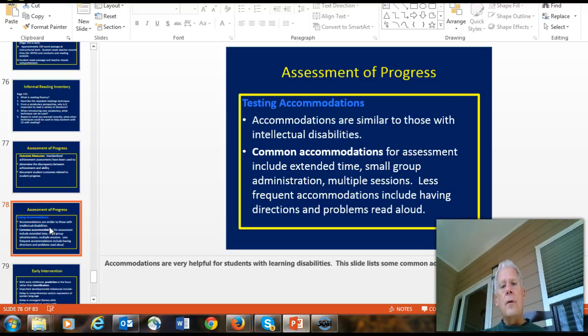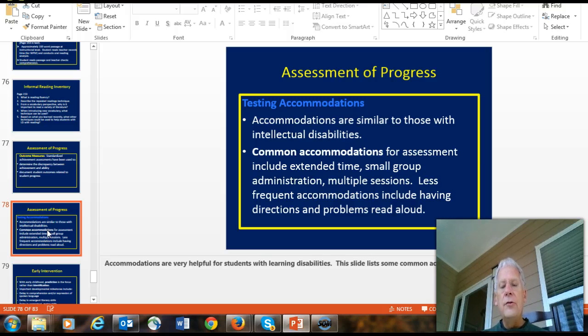Now, oftentimes students with disabilities will have testing accommodations, and those common accommodations, I think you're aware of those, would be extended time, small group administration, taking the test over multiple sessions, and less frequent accommodations include having directions and problems read aloud.